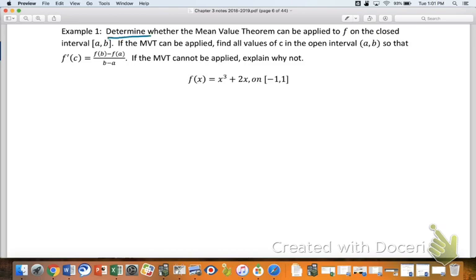So let's address this first. Determine whether the MVT can be applied. What are the 2 conditions for the mean value theorem? Continuous and differentiable. So the function has to be continuous and differentiable on the interval that we're considering. So let's take a look at our function now. Let's actually see what it is. It's f of x equals x to the 3rd plus 2x. Is that function differentiable and continuous, or are there going to be some issues with that? It's both. Why is it both?